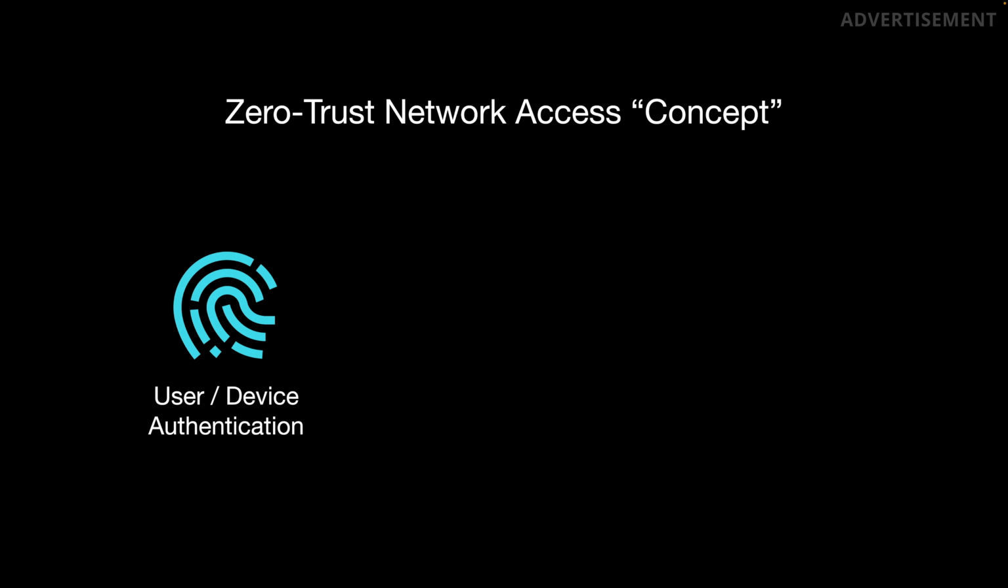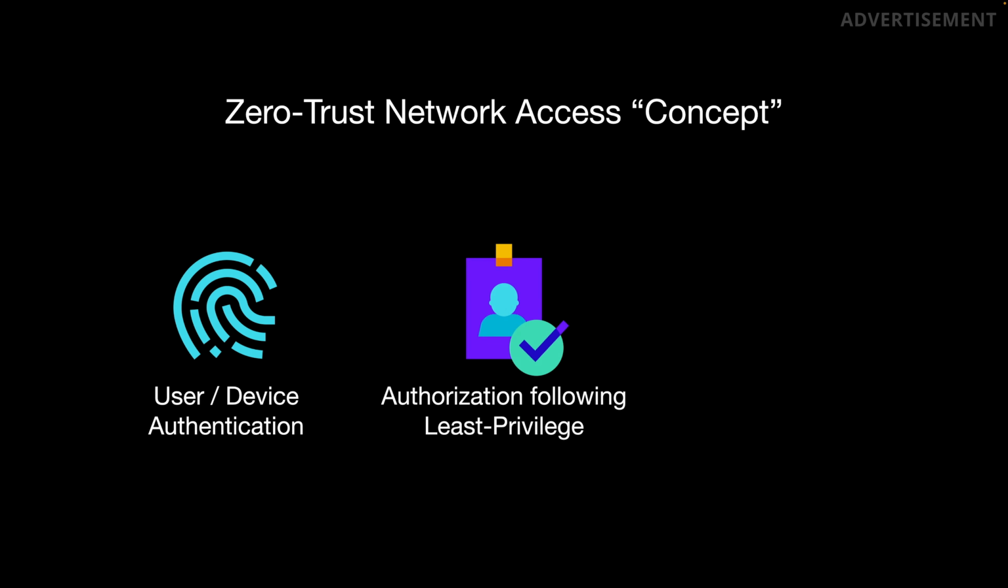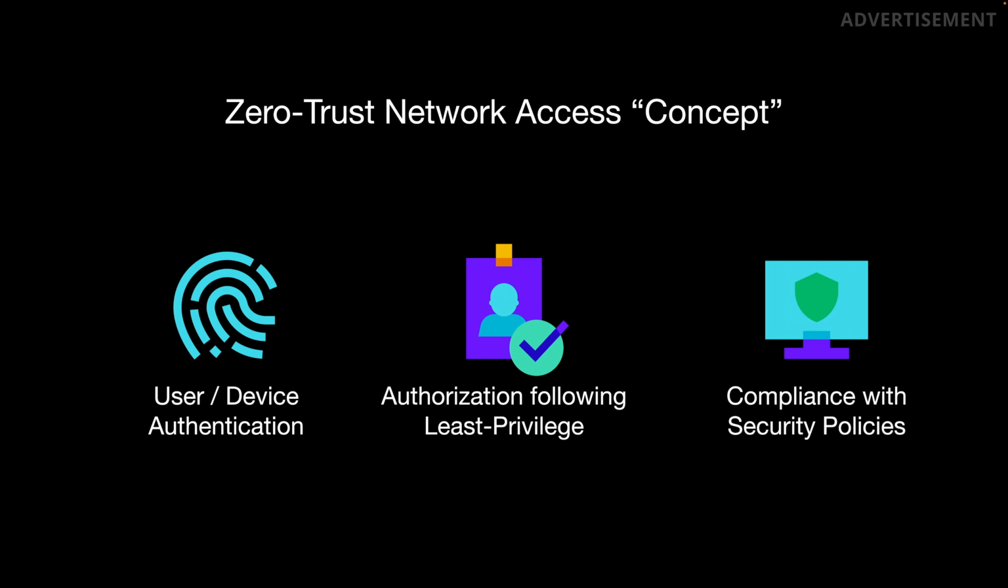So the first one is a strong user and device authentication. So that means we constantly need to identify the particular user or the device. And this is usually based on strong authentication policies like multi-factor authentication, strong password policies, and so on. The second pillar is authorization, following a least privilege principle. We only give access to something that the device or the user actually needs. Nothing more.